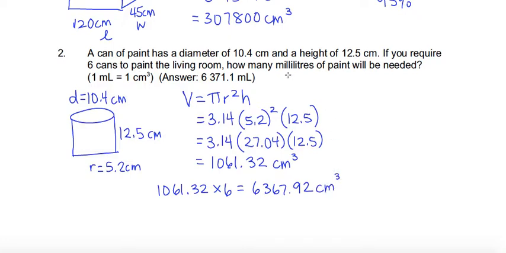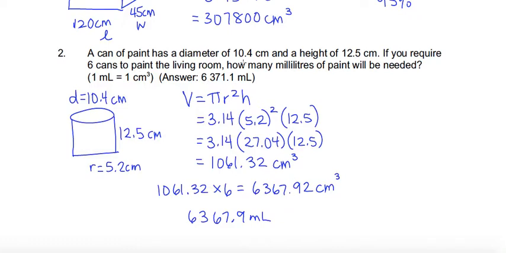Now it's asking me milliliters of paint needed. So I calculated the volume of this can in centimeters cubed. But now I want to know how much of this converts to milliliters. So my conversion says that 1 centimeter cubed is the same as 1 milliliter. And so all I would need to do is to convert this into milliliters. So if centimeters cubed is the same as milliliters, then this would be the same as 6,367, I'm going to keep 1 decimal place, .9 milliliters.